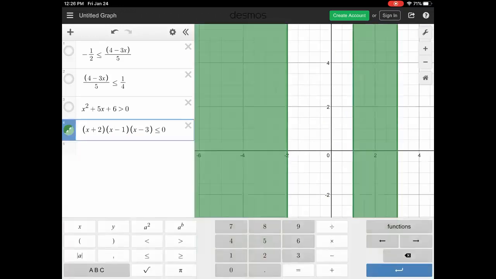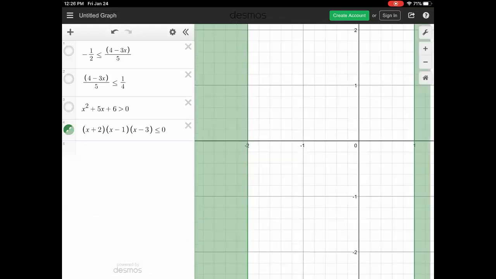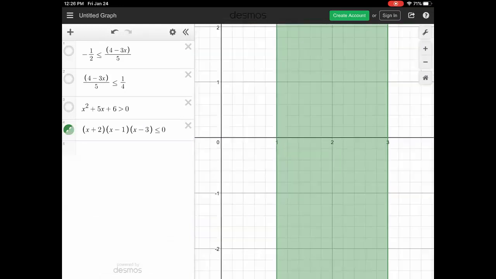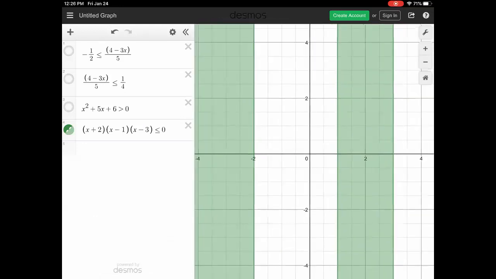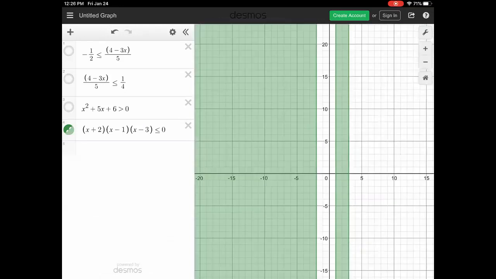It's not letting me pick. Maybe it's because it's obvious. At -2, and then again between 1 and 3. Phew. Which is what we set. And you can zoom out, but it just gives you the interval.